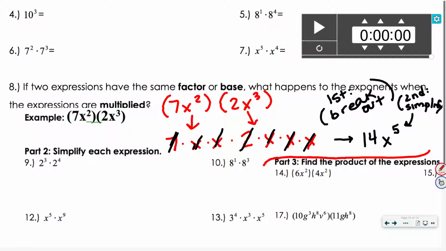You're going to start with number 4, 5, 6, 7. Number 8 is a question. It's not a calculation, it's just a question. And then 9, 10, and 12.